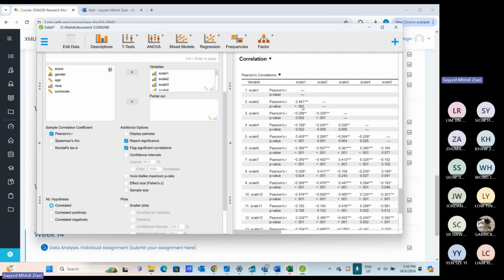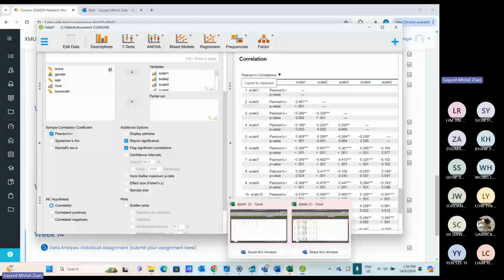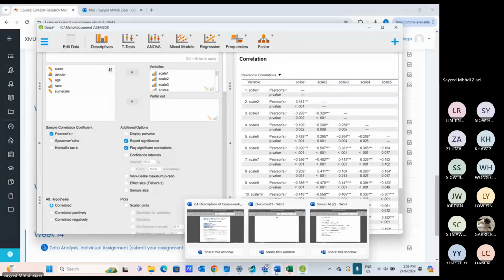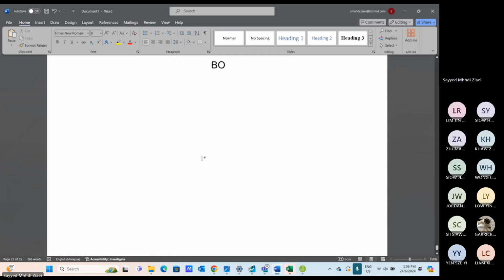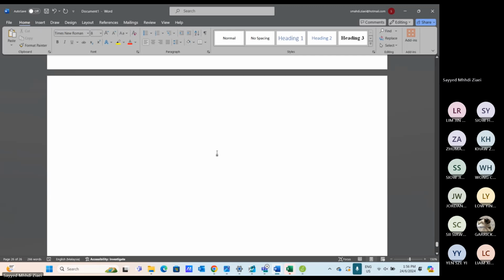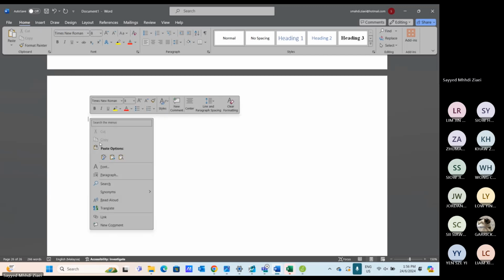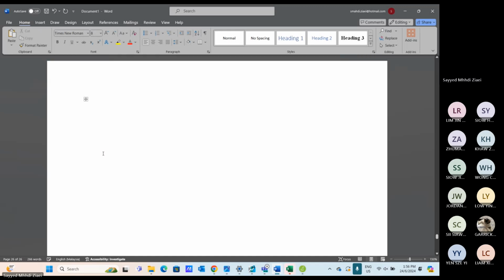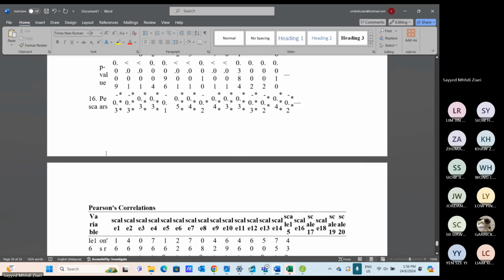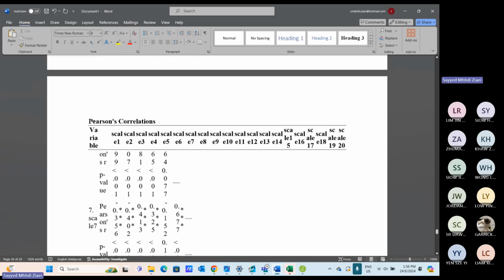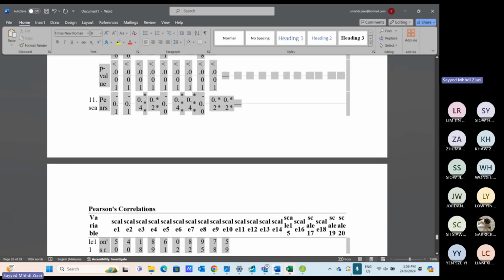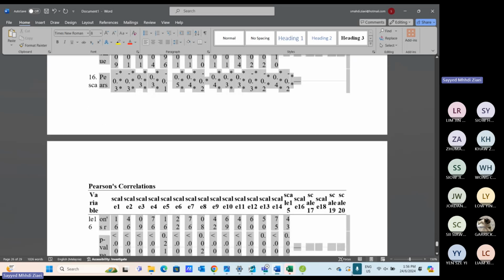This one is significant at 5%. Let me copy and paste this one. If I change the font, let's see how I can get the result.